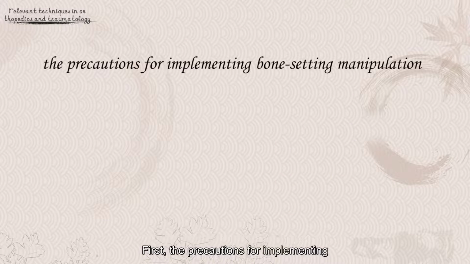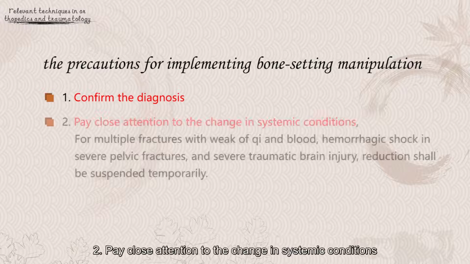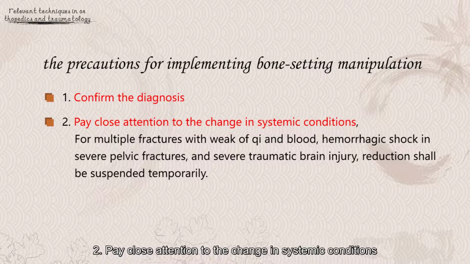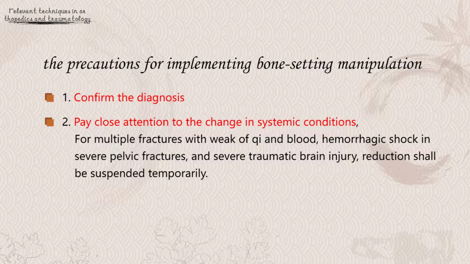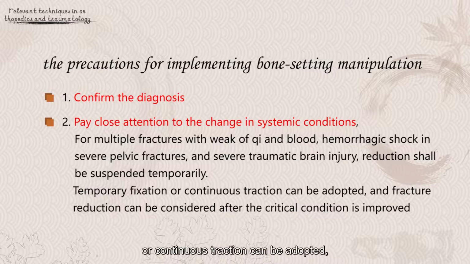First, the precautions for implementing bone setting manipulation. So the first, confirm the diagnosis. Second, pay close attention to the change in systemic conditions. For multiple fracture with weakness of qi and blood, hemorrhagic shock in severe pelvic fracture, and severe traumatic brain injury, reduction shall be suspended temporarily. Temporary fixation or continuous traction can be adopted, and fracture reduction can be considered after the critical condition is improved.